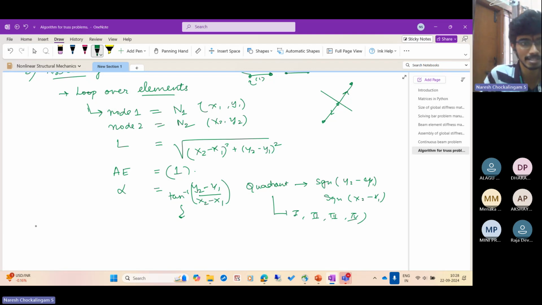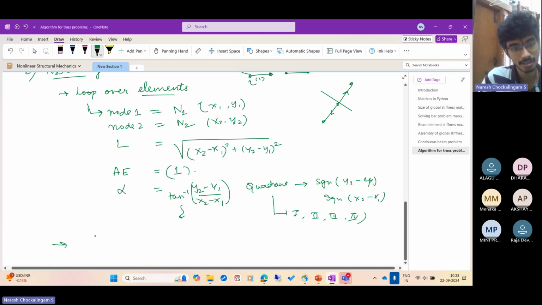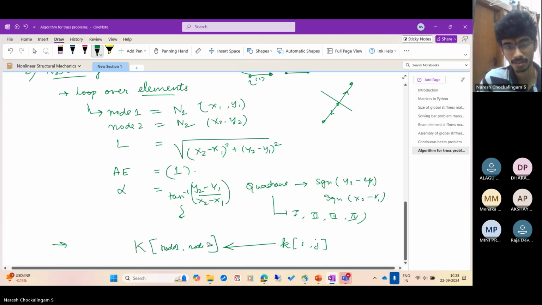Then what is our assembly step? Our assembly step is to take a local matrix, see where it will fit in, and put it appropriately, K of some node 1, node 2. This is the basic step, and this is exactly the same. We can reuse the code from beam elements.